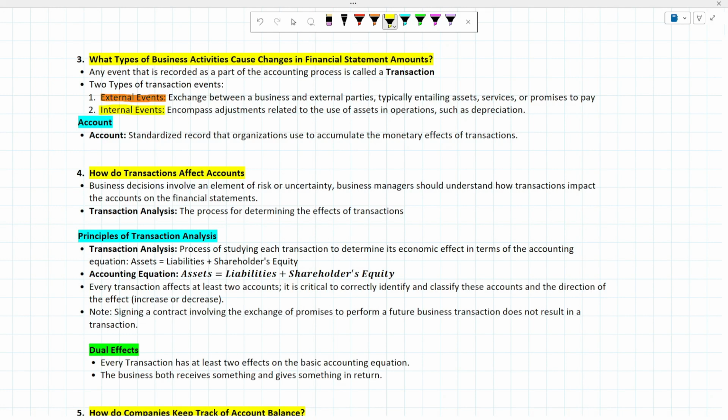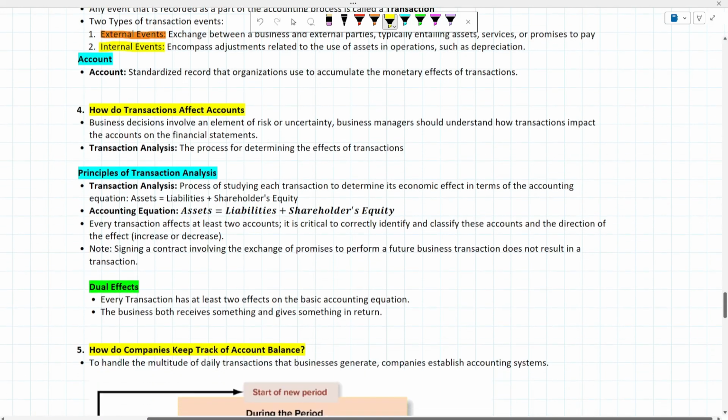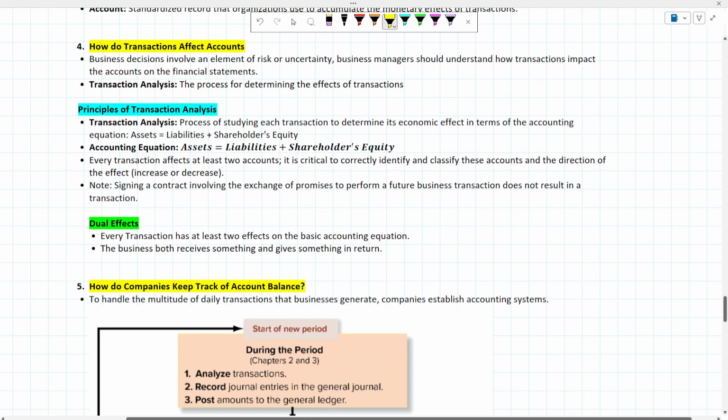4, how do transactions affect accounts? Business decisions involve an element of risk or uncertainty. Business managers should understand how transactions impact the accounts on the financial statements. Transaction analysis is the process for determining the effects of transactions. The principles of transaction analysis: transaction analysis is the process of studying each transaction to determine its economic effect in terms of the accounting equation.